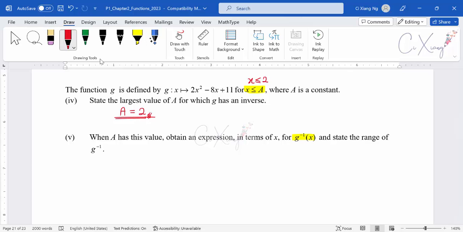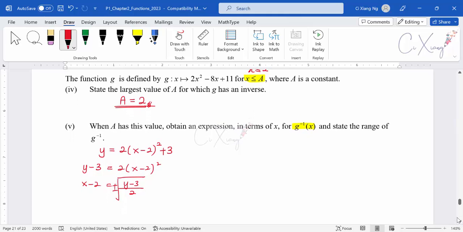Again, to find out the g inverse, I need to have y equal to the original expression. And to find the inverse for the quadratic expression, you need to let y equal to the completed square form. It must start with the completed square form. The completed square form answer, I take it from part 1. Then I slowly move the numbers to the other side. So I'm having x minus 2 equal to y minus 3 divided by 2. Then I take the square root, and when I take the square root, I need to consider the plus and minus sign. After that, I'm having this.